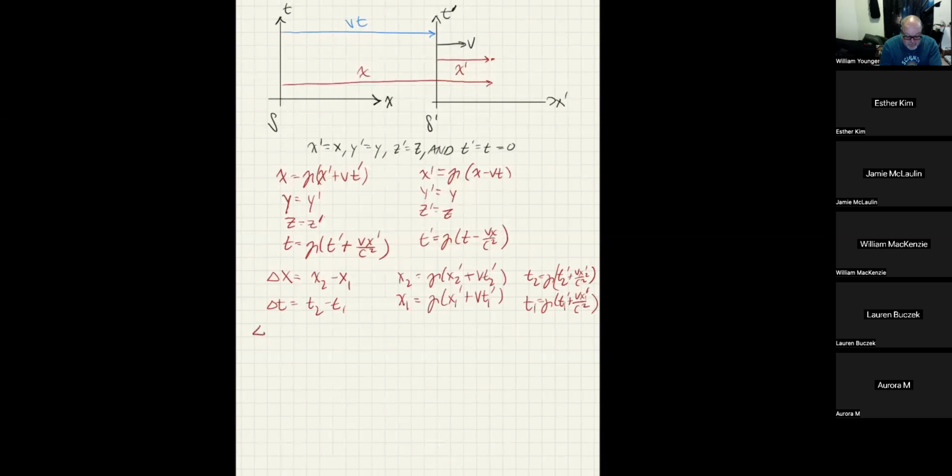The invariant interval is called delta S, and it has nothing to do with those S's that I used to name those coordinate systems. But the invariant interval is delta x squared plus delta y squared plus delta z squared minus c squared delta t squared. And since it's invariant, that means it's also equal to delta x prime squared plus delta y prime squared plus delta z prime squared minus c squared delta t prime squared. Okay, that's called the invariant interval.